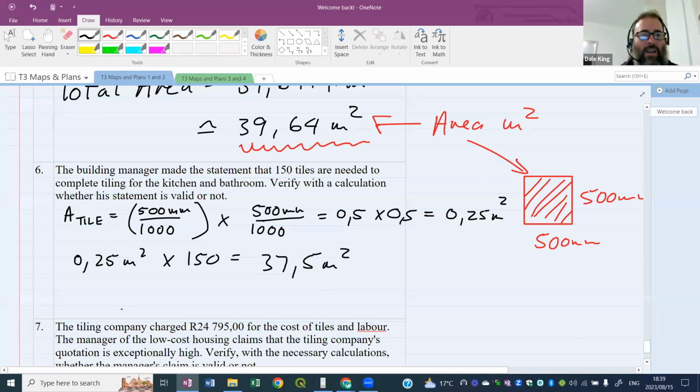So verify with calculation whether this statement is valid or not. Ben, is the statement valid? He says 150 is fine. Is it valid?